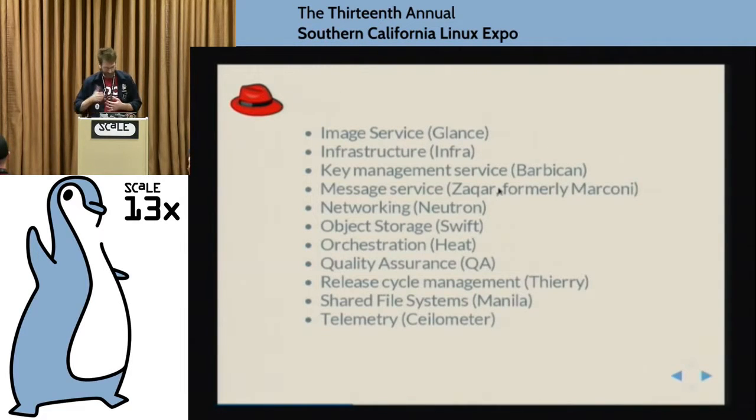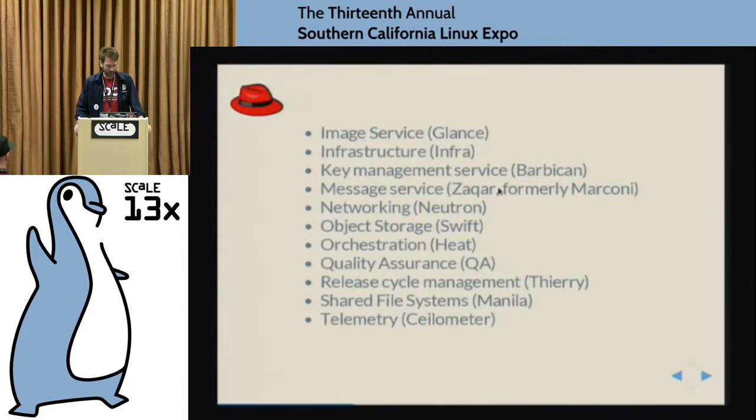The infrastructure project I'm going to talk more about later. Key management is the security project. There's a message service. There's the networking. Networking is something that tends to be the most difficult part of OpenStack. And the Neutron project is steadily trying to make that easier. Not as fast as some of us would hope, because if you look at ask.openstack.org, which is our community question and answer site, I would say 75% of the questions on there are about networking. And it's complicated.